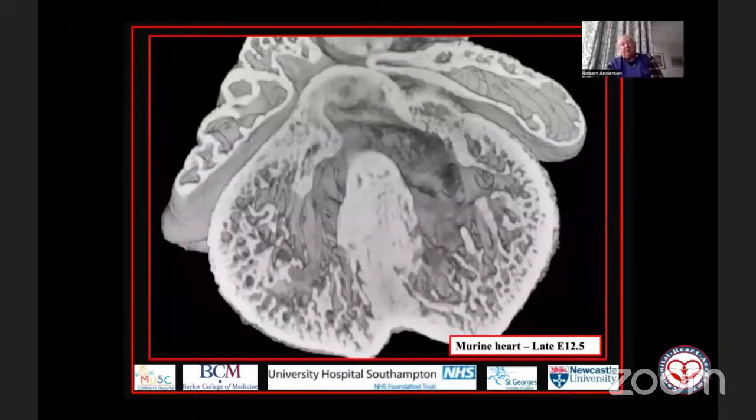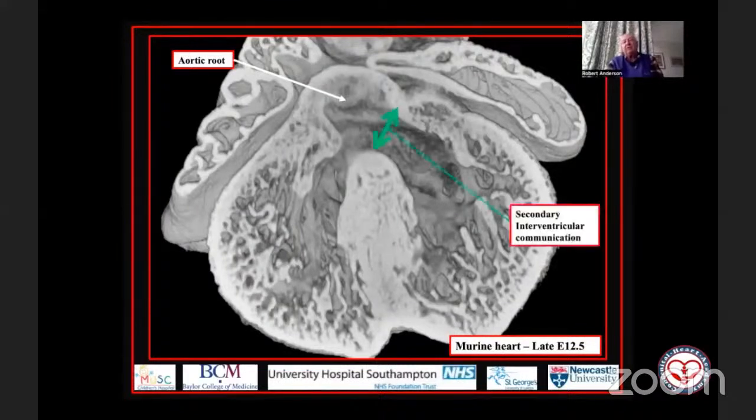And let me show you again this 4-chamber cut of a developing mouse heart late on embryonic day 12.5. And I hope you'll appreciate that you see the aortic root overriding the crest of the muscular ventricular septum. And the aortic root is in the process of being transferred into the left ventricle. So now the secondary interventricular communication is becoming transformed into what will be the left ventricular outflow tract.